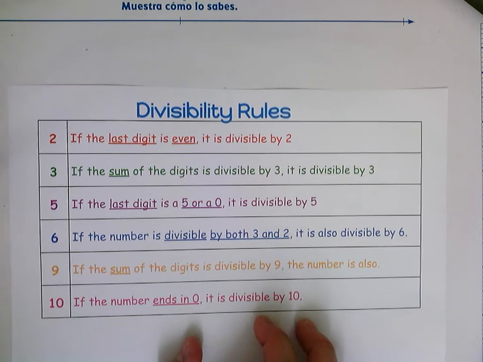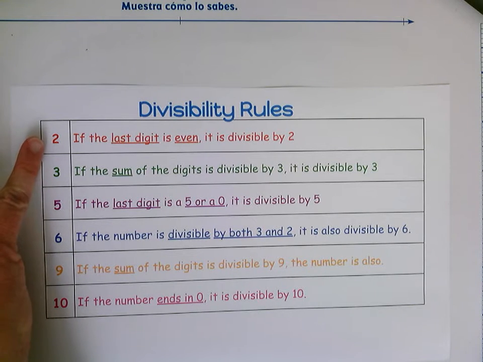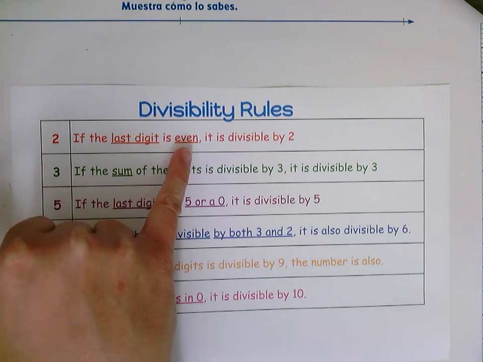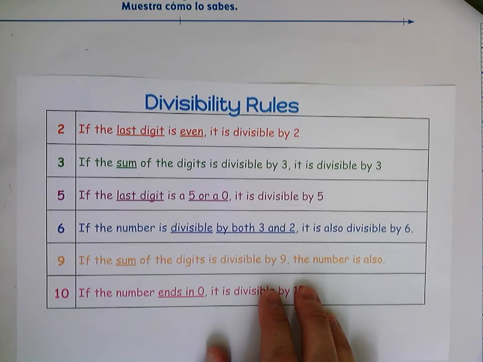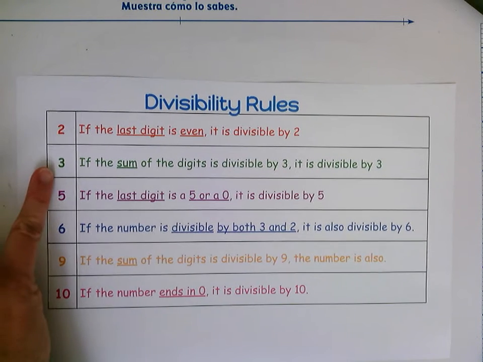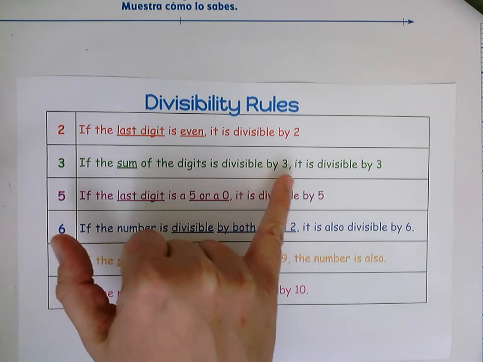So here are some common divisibility rules that we'll be using. 2 is a factor of a number if it is an even number. That means its last digit is even. 3 is a factor of a number if the sum of its digits is divisible by 3.